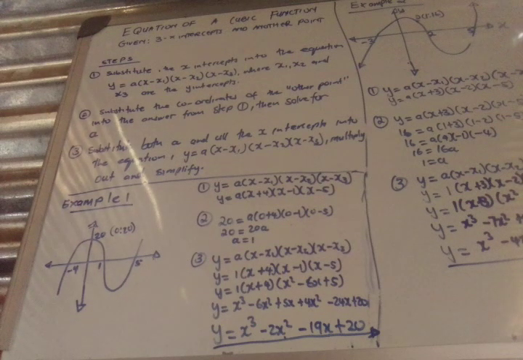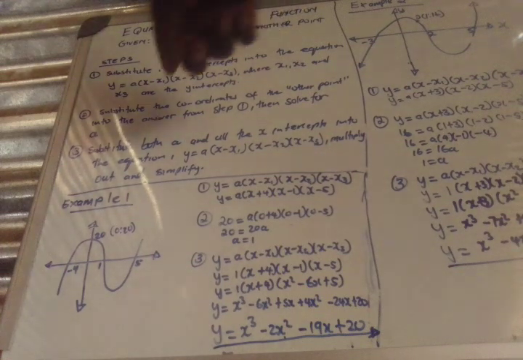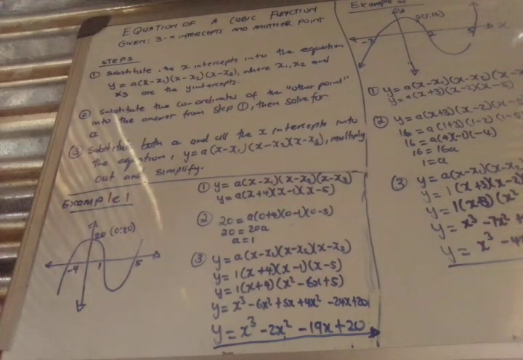Okay, so from there you would need to substitute the coordinates. So you basically take your answer from step 1 and substitute the coordinates of the other point. Remember we said that we are given 3 x-intercepts and another point, so you would have substituted the x-intercepts in step 1, and after that you would have an answer, and into that answer you're going to substitute the x and y value of the other point. After substituting the x and y value of the other point, you will be able to solve for a, which is that variable.